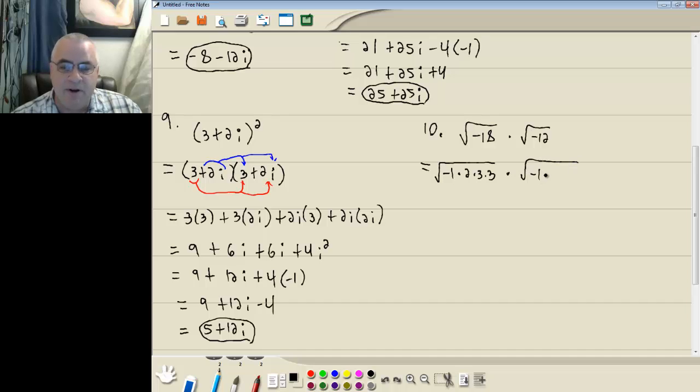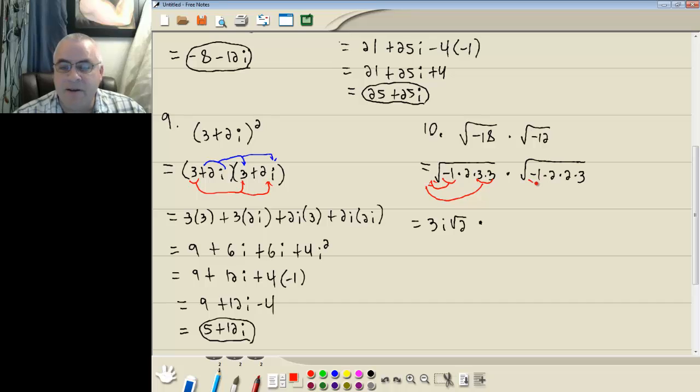Negative 12, that's negative 1 times 2 times 2 times 3. Now remember, the negative 1 will come out as an i. And we're looking for pairs of something. Here's a pair of 3s, so a pair of 3 is going to come out in front as a single 3. So this first radical will be 3i square root of 2.